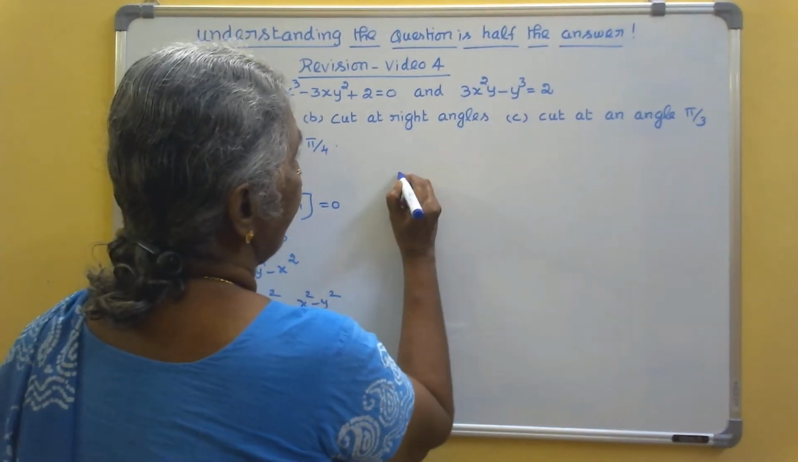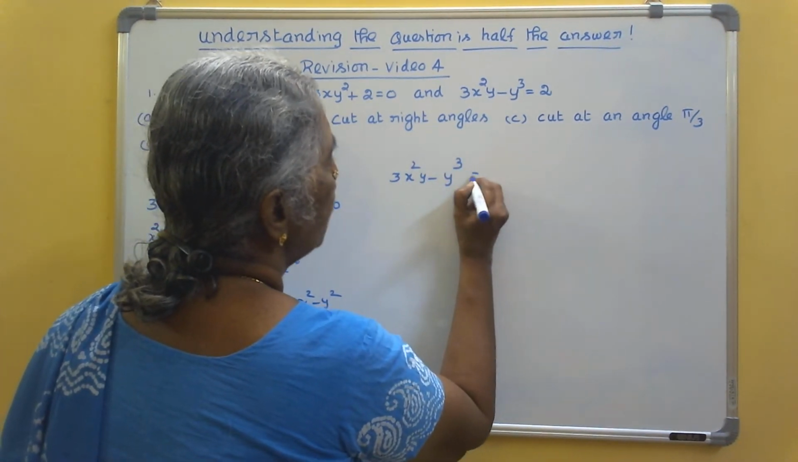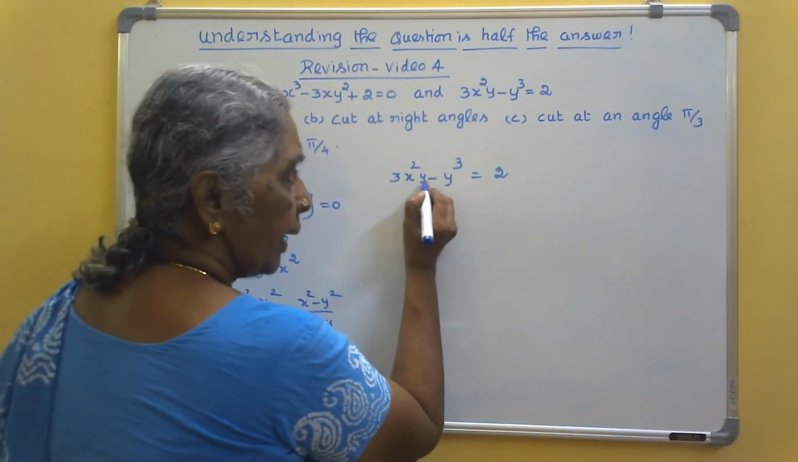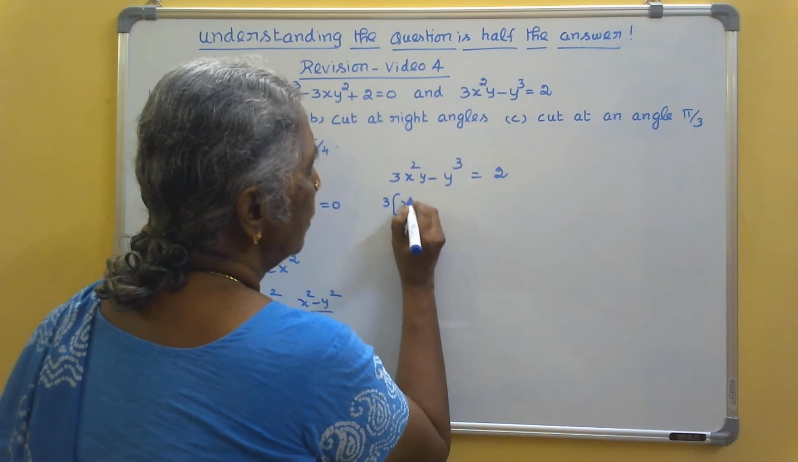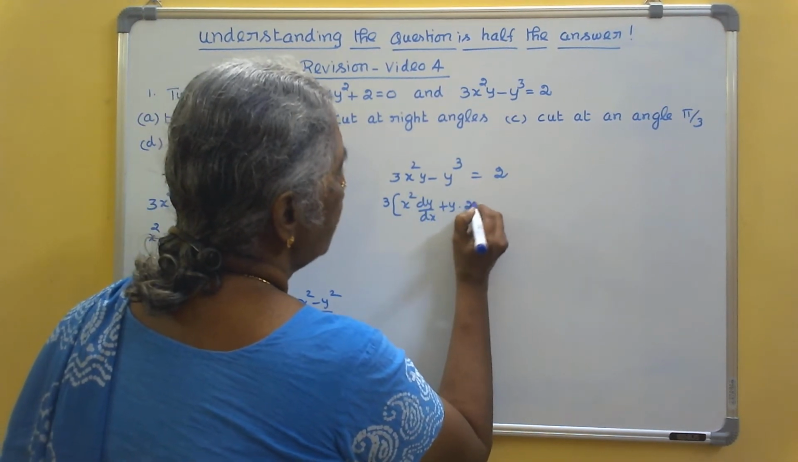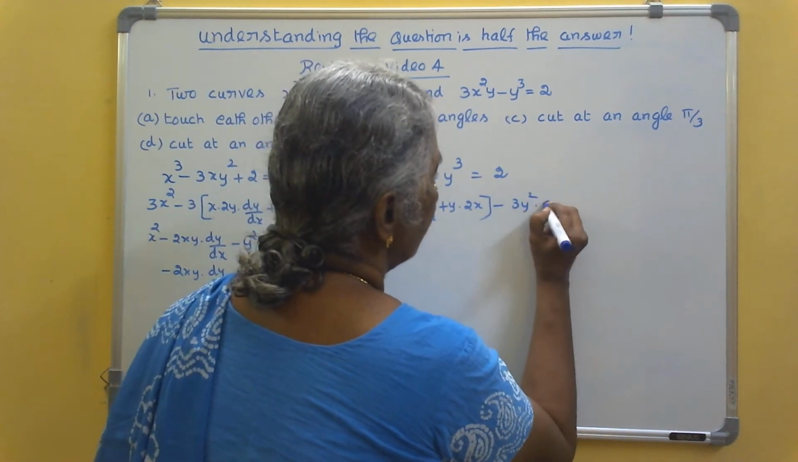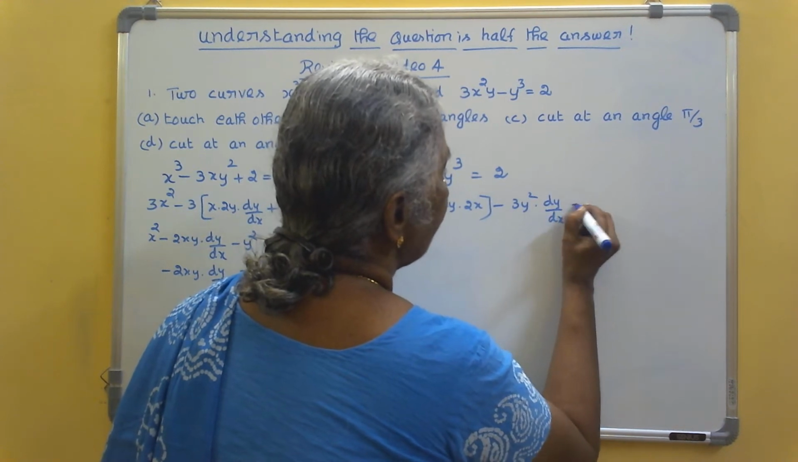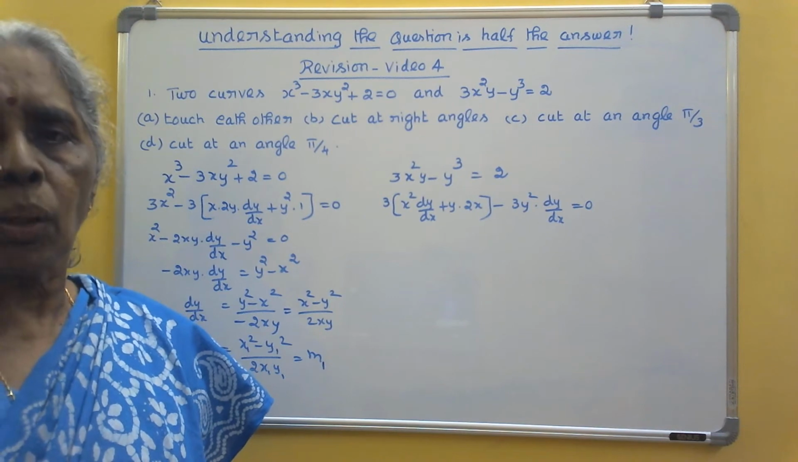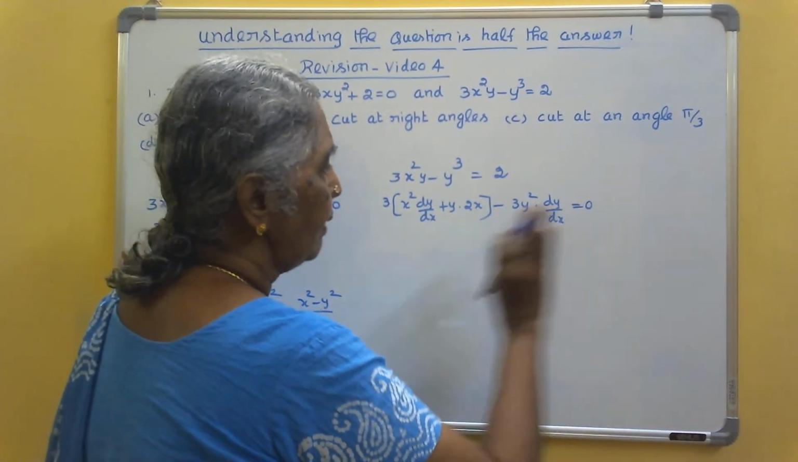Now let us take the second curve, 3x squared y minus y cube is equal to 2. Let us differentiate it. Now here again a product rule, so 3 into x squared into dy by dx plus y into 2x. Here you will get minus 3y squared into dy by dx. That will be equal to 0. You have got the 3 common in both the terms, so let us cut that 3. If it goes that side, you can delete it.